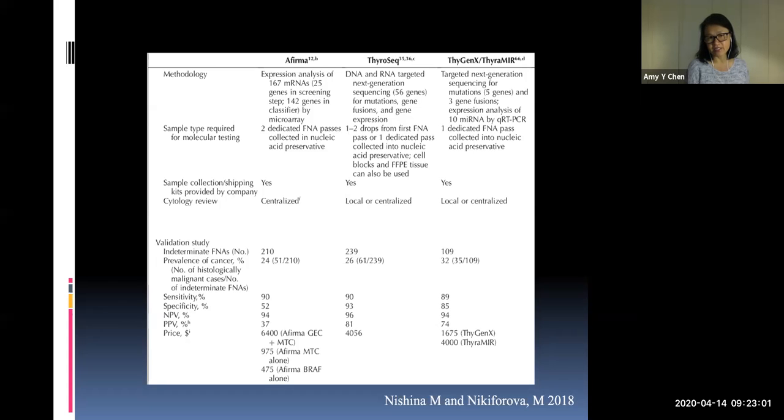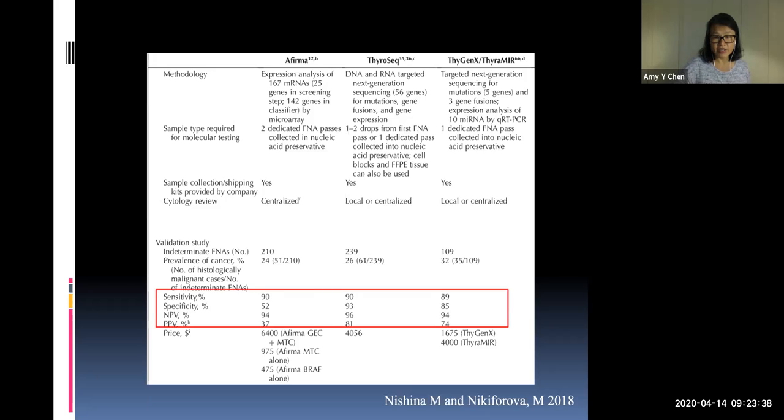If it turns out to be a Bethesda 3 or 4, then we have the vial mailed to ThyroSeq or to Afirma. It was the same way for either company. If it turned out not to be a 3 or 4, then every 30 days those vials would be discarded by pathology. That was the system that we had worked out. Again, ThyGenX is very similar. It also uses gene fusions and gene mutations to indicate a risk analysis.